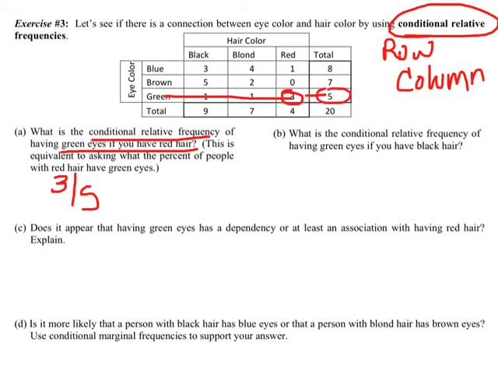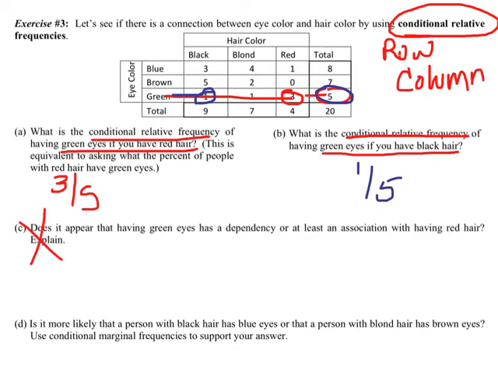B, what is the conditional relative frequency of having green eyes if you have black hair? So if I wanted to do that again, and I'll change my colors here, of having green eyes if you have black hair. Green eyes, black hair. So that's 1, and out of my total of 5, so it's 1 out of 5. We're going to go ahead and skip C. We're going to go right to D.